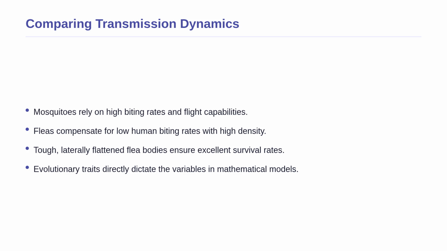The mosquito relies on its flight and efficient piercing mouth parts to achieve a high biting rate. This perfectly illustrates how different evolutionary traits, whether it is wings for mobility or tough bodies for survival, directly impact the variables in our mathematical models, making both insects highly effective vectors under the right conditions.